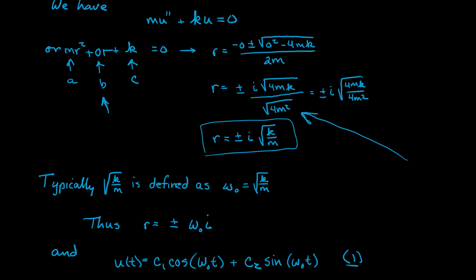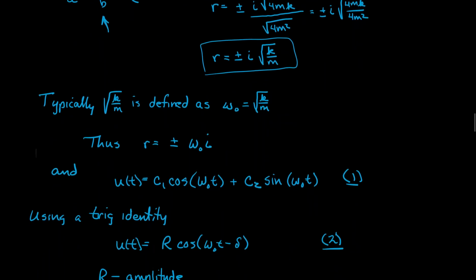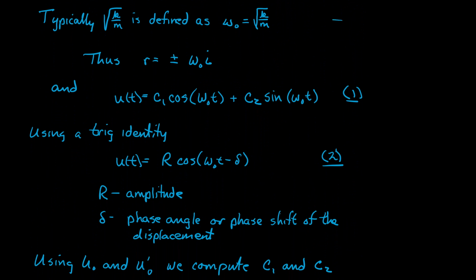Now, I could leave this denominator as 2m, but notice what I did here. I rewrote it as the square root of 4m squared. That's the same as 2m. But by rewriting it as 4m squared, this allows me to include the numerator and the denominator within a common radical, which allows it to be simplified, and we wind up with our roots being plus or minus i times the square root of k over m. Okay. Typically, this square root of k over m is defined as omega 0. You can see it right there. Okay, and that's how we're going to reference it. So our solutions to our characteristic equation are going to be plus or minus omega 0 i.